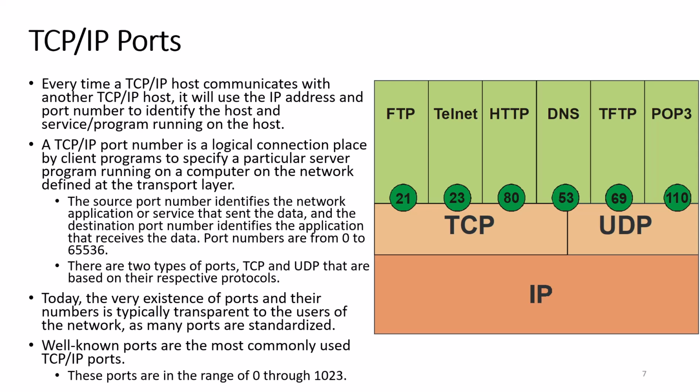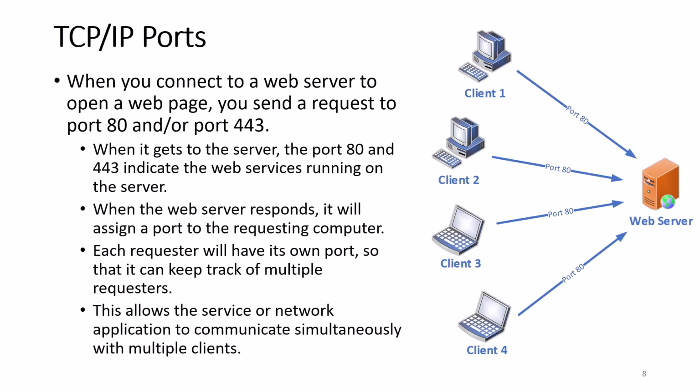There are two types of ports, TCP and UDP, that are based on the respective protocols. Today, the very existence of ports and their numbers is typically transparent to the users of the network, as many ports are standardized. Well-known ports are the most commonly used TCP/IP ports, which are in the range of 0 through 1023. For example, when you connect to a web server to open a web page, you send your request to port 80 and/or port 443. When it gets to the server, port 80 and 443 indicate the web services running on the server.